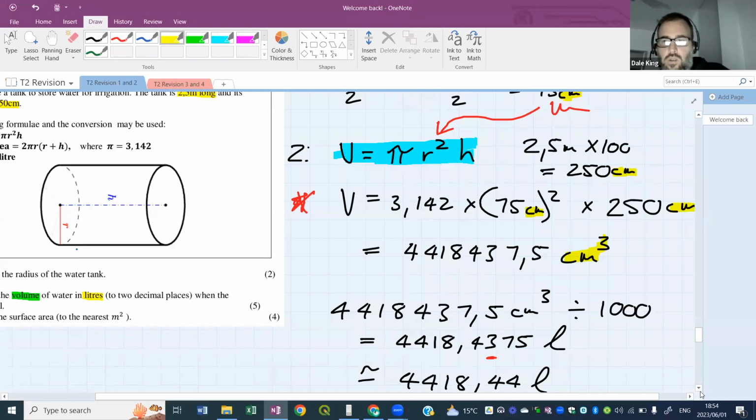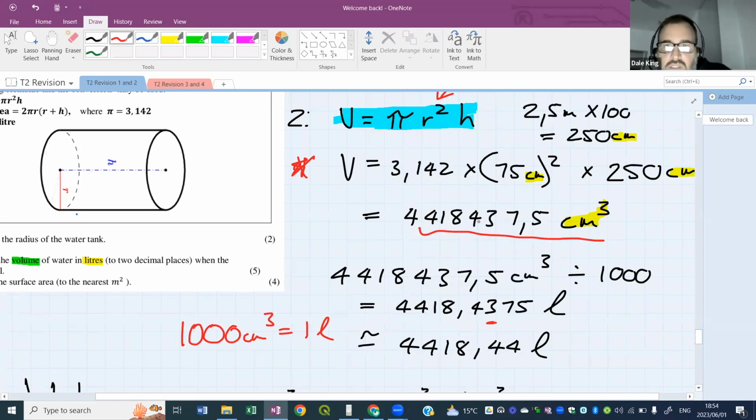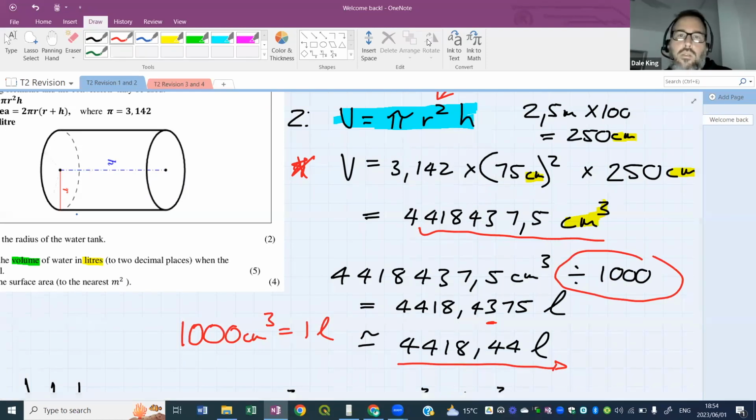Then once I've got my centimeters cubed in my answer, I use the conversion they gave us. They said 1,000 centimeters cubed equals 1 liter. I need my answer in liters, so I'm going to use this now. So I look at my centimeters cubed and I say, how many thousands of centimeters cubed do I have here? Well, I divide by 1,000 and I get this final answer over here, rounded off to 2 decimal places.